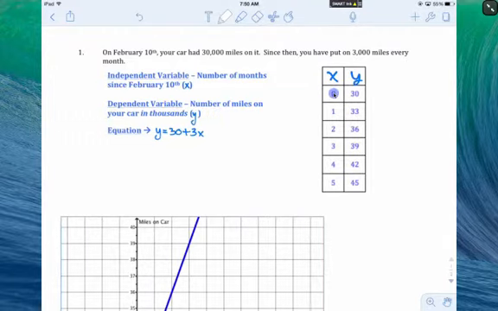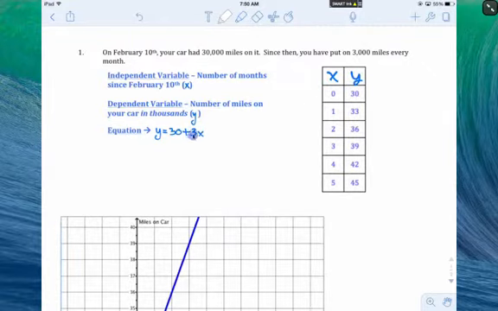So of course, 0 months after February 10th, or on February 10th, there were 30,000 miles on our car. And then every time we drove an extra month, our mileage on the car went up by 3,000 miles. And if we were to describe this with an equation, we would use the equation y equals 30 plus 3x. Now I hope that we're intimately aware of the relationship between this equation and this table of values. For instance, this 30 right here represents exactly how much the car, quote unquote, started with, right on February 10th, right when x equals 0. So this 30 is intimately related to this ordered pair 0, 30 in our table.